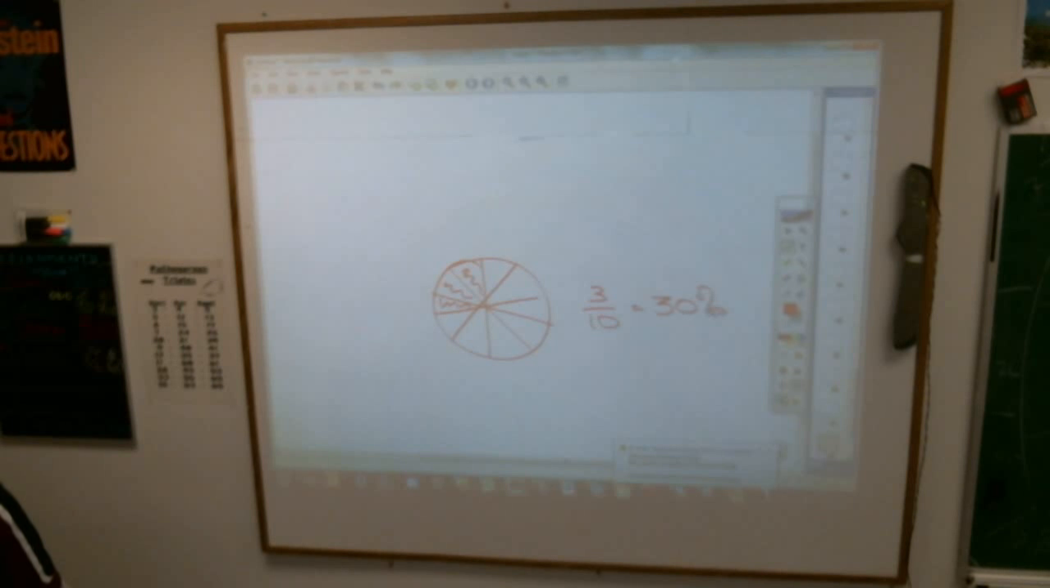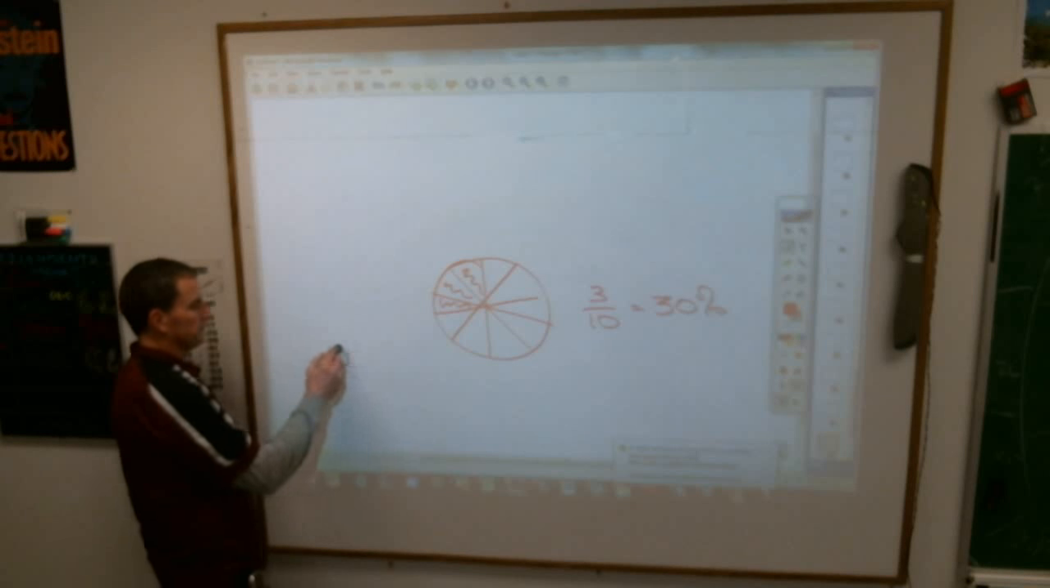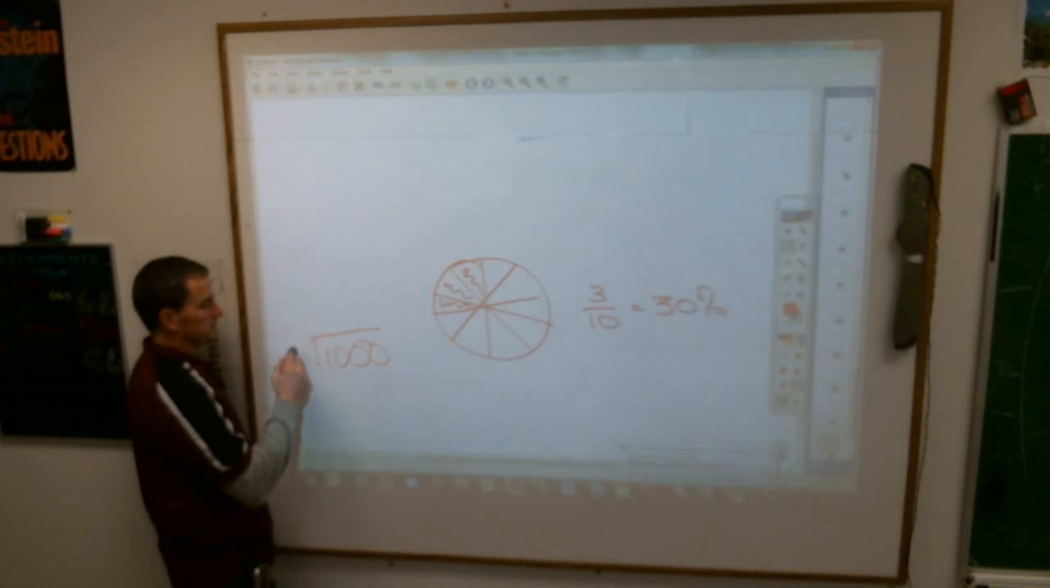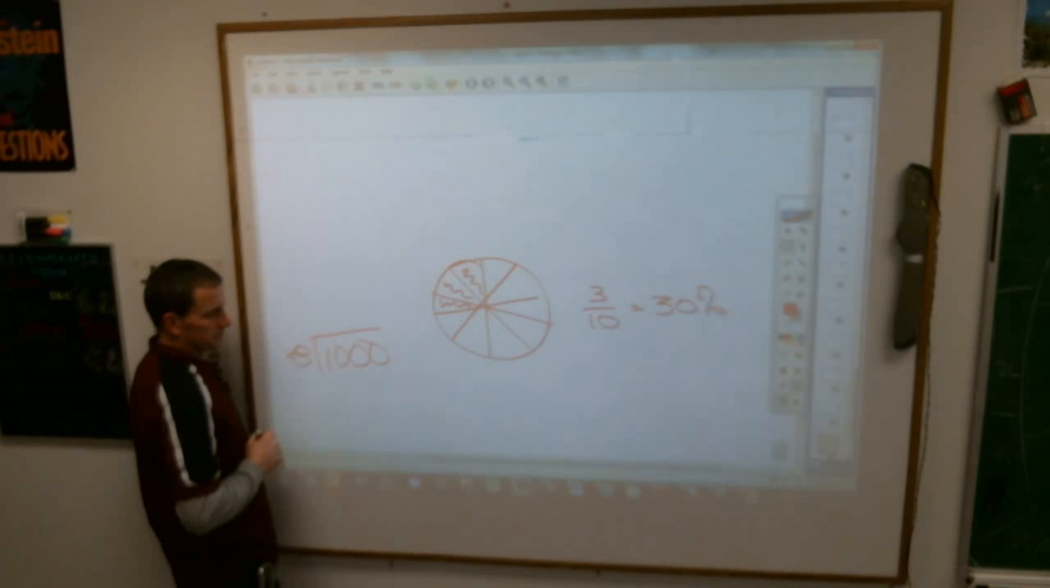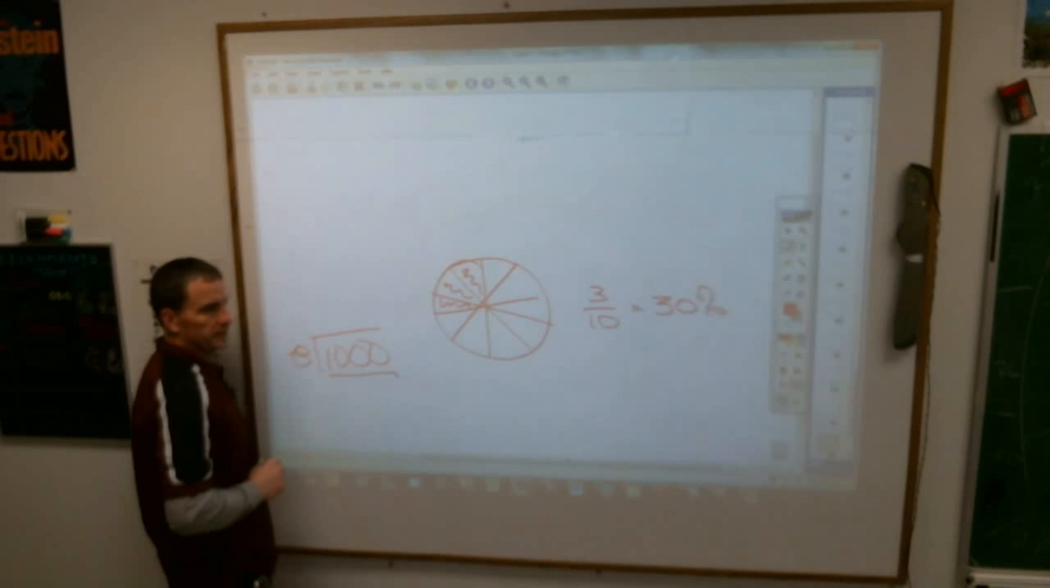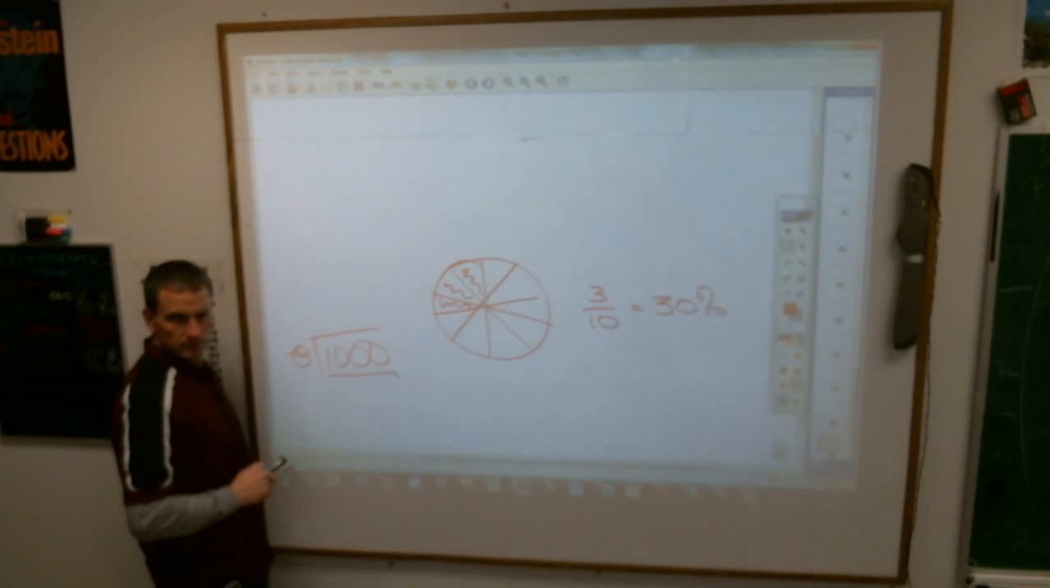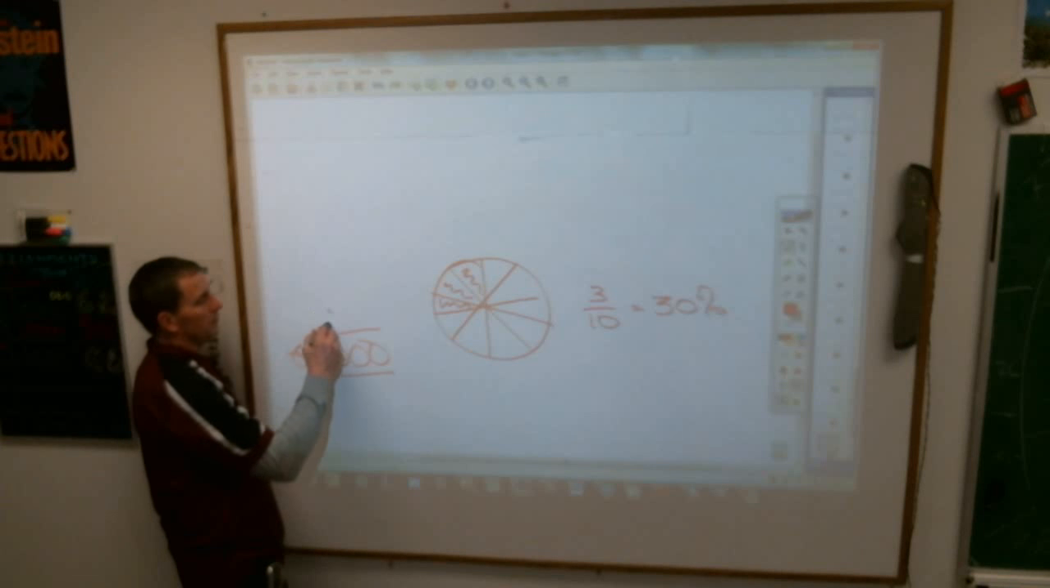How about this? What if you divide 1,000 by 8? What is the quotient? 1,000 divided by 8. I think 8 goes evenly into 1,000. It's 125.